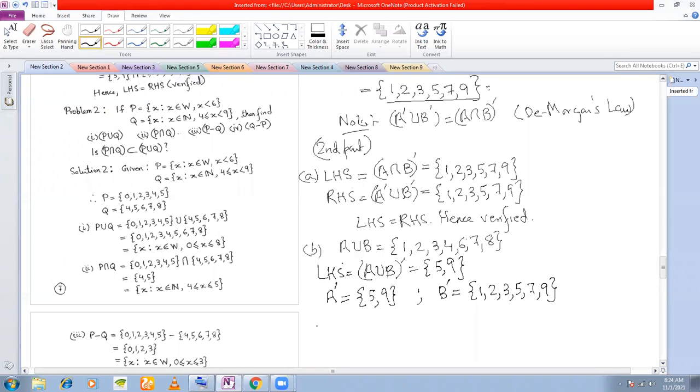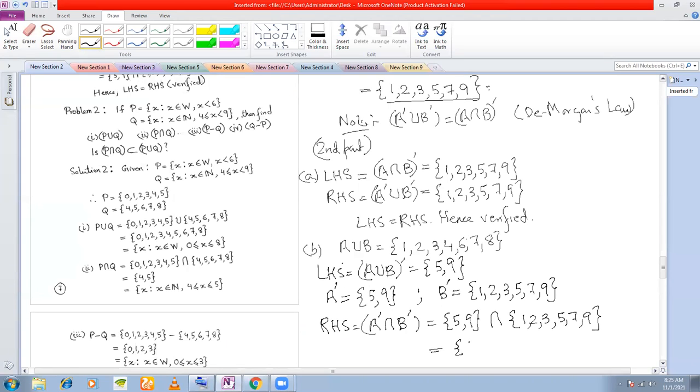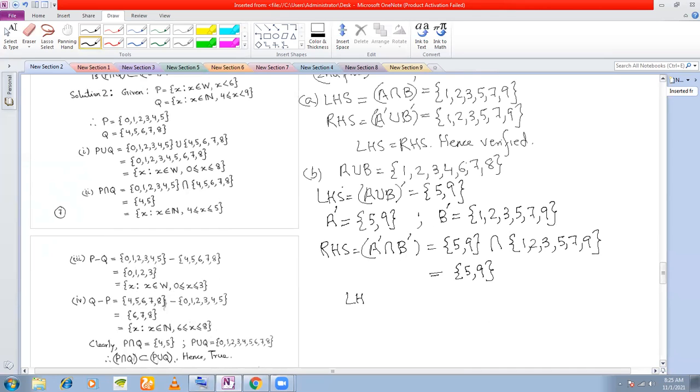Yes, sir. Now we have found out A complement and B complement, we have written. And what was the right hand side? A complement intersection B complement, right? Which is equal to 5, 9 intersection. Fine. And what's the common element between these two? It is 5 and 9. So left hand side is equal to right hand side. Hence verified.